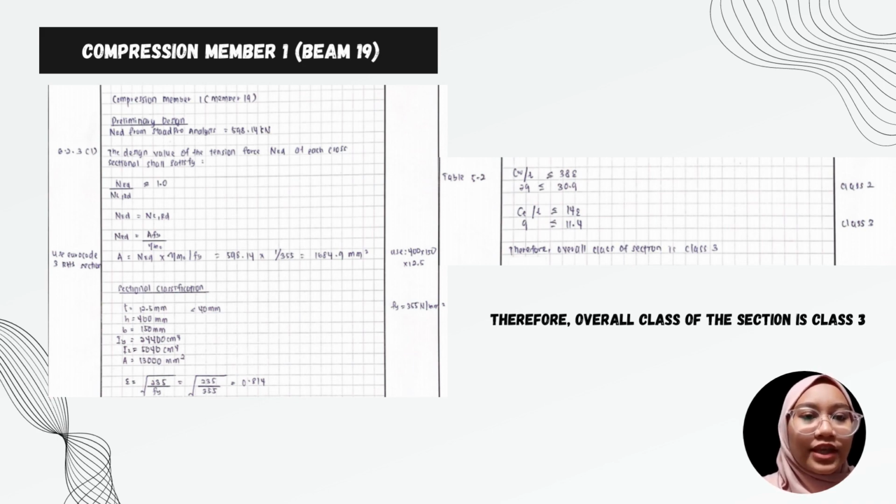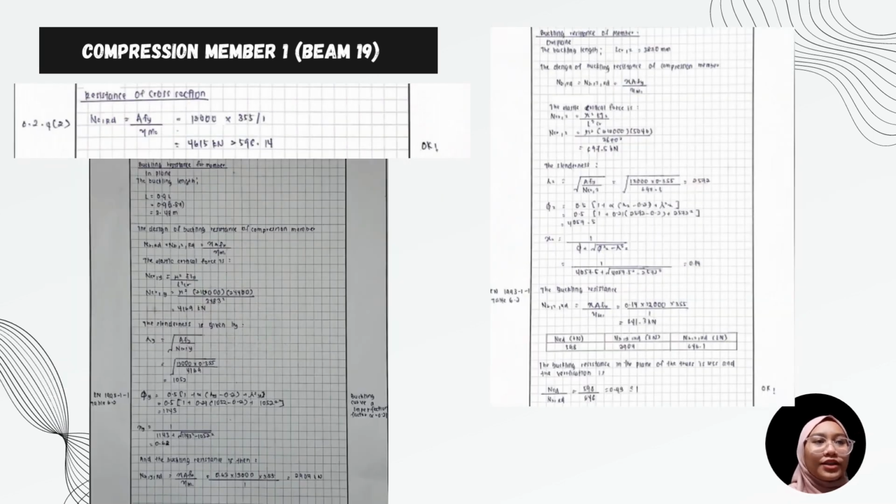In this lecture, I want to present the compression calculation for member 19. The preliminary design NED we obtained from step 4 is 598.14 kilonewton. Based on the calculation, the overall class of the section is class 3. Next is the design resistance of the cross section. The value obtained from the calculation is 4615 kN, which is more than NED, 598.14 kN. This indicates that the design is accepted.